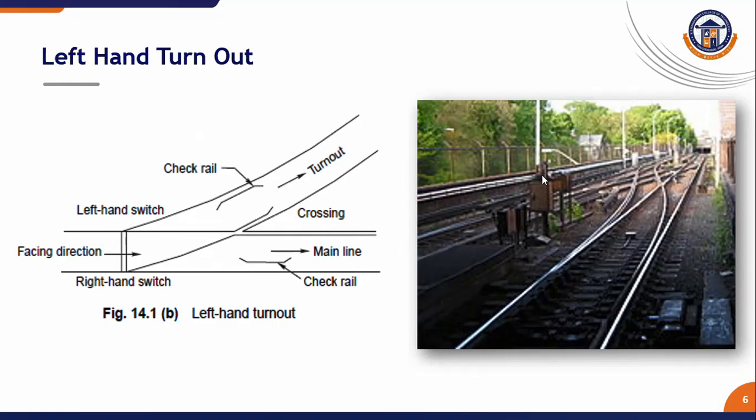The main line is seen in a horizontal position, and the turnout is also given on the left hand side, so it is called a left hand turnout.